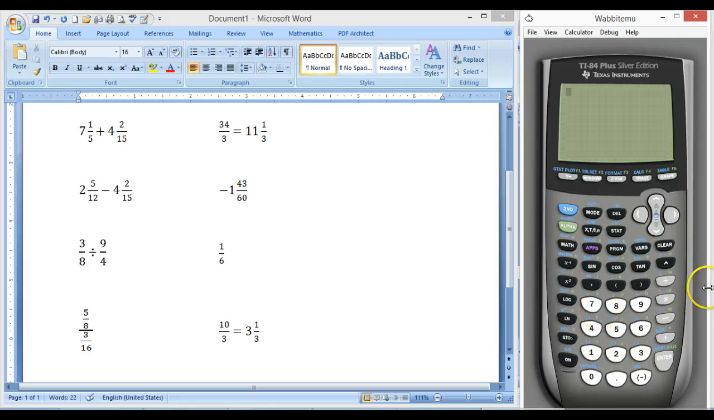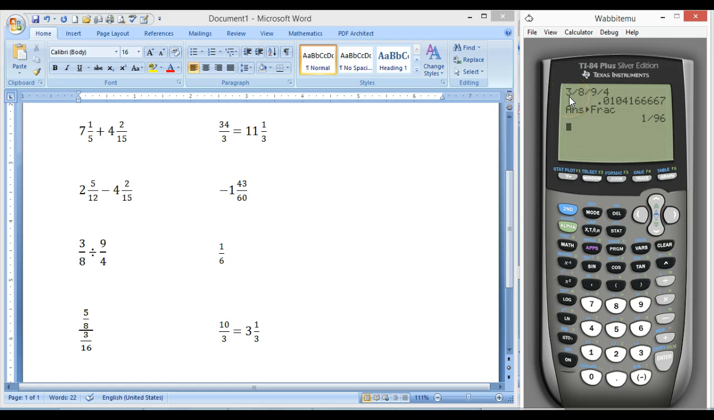So it's really tempting to just do 3 divided by 8 divided by 9 divided by 4 and press enter, right? And coming up here, math to fraction, right? It's very tempting just to do that, but you'll notice the answer's wrong. It says 1 over 96 when it should be 1/6. So the order of operations is what's going through right now.